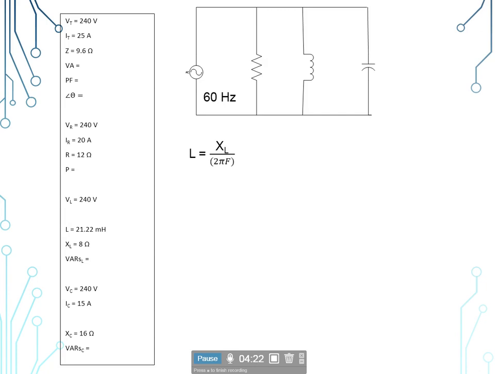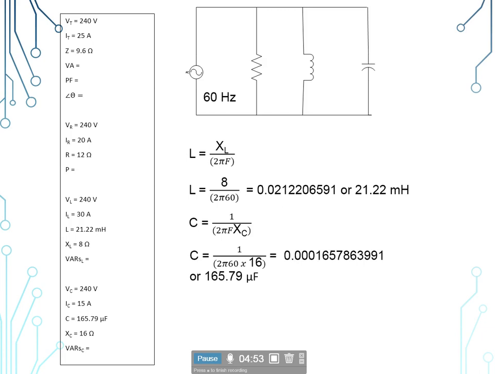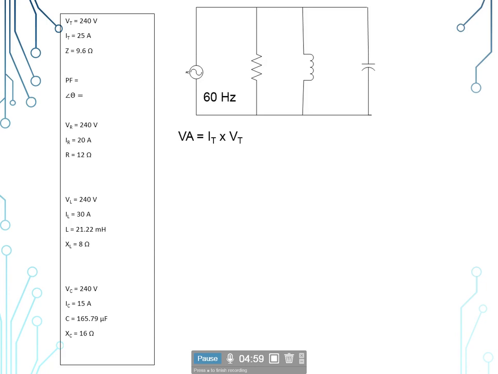Now we're going to find our inductance, which is equal to the inductive reactance divided by 2 times pi times a frequency of 60 hertz. Our inductive reactance is 8. So we plug that in, it gives us 21.22 millihenries. Our capacitance is 1 divided by, open our parenthesis, 2 times pi times our frequency of 60 hertz times our capacitive reactance of 16 ohms, and that'll give us 165.79 microfarads.